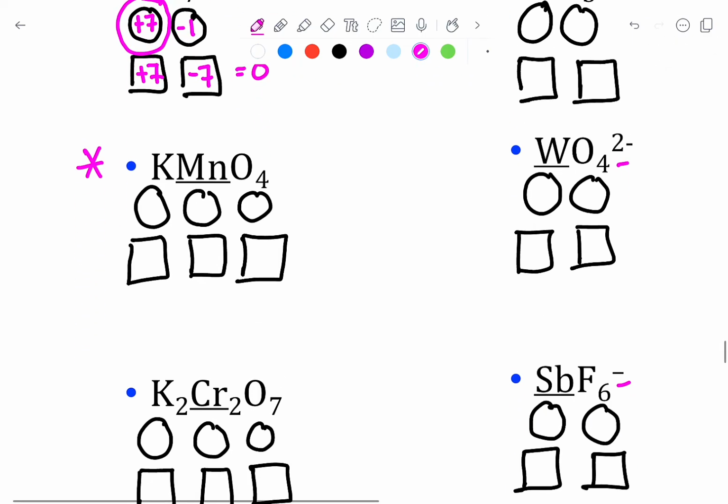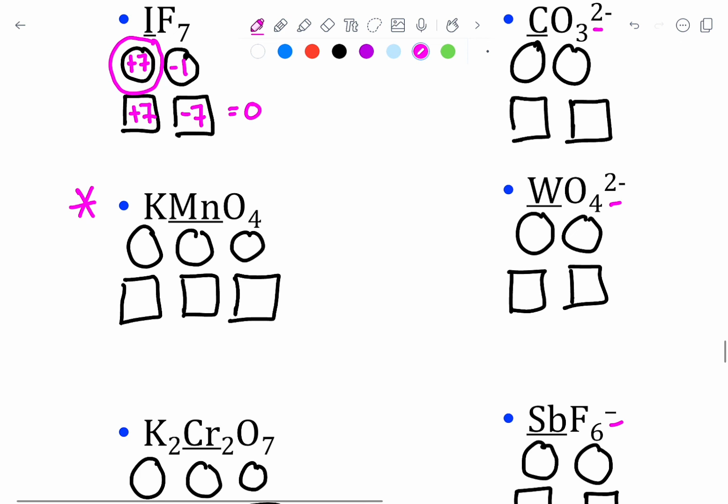Okay, KMnO4 was our first example that we did, where we said we have -2 for oxygen, +1 for potassium. So we have +1 contribution from potassium and -8 contribution for oxygen. Overall, this needs to equal 0, so manganese is +7. So the manganese oxidation state is +7.